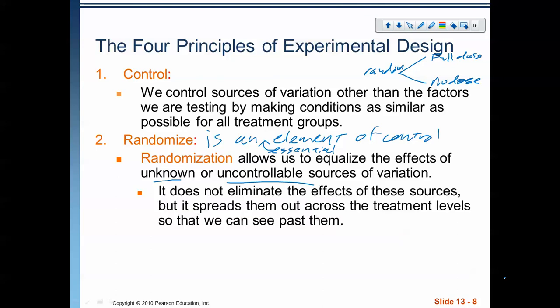It does not eliminate the effects of these sources, but it spreads them out. So it spreads them out across the treatment levels so that we can see past them. So they're not going to overly influence one thing over another.